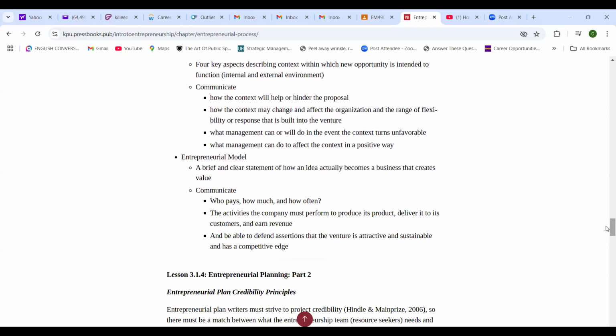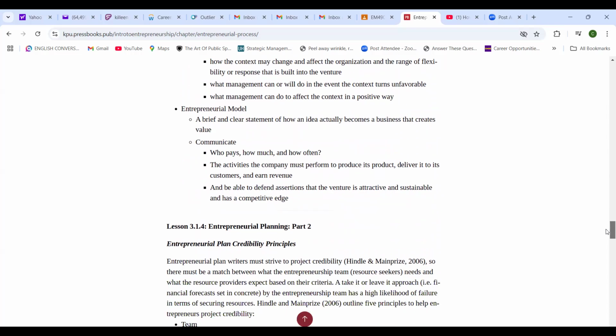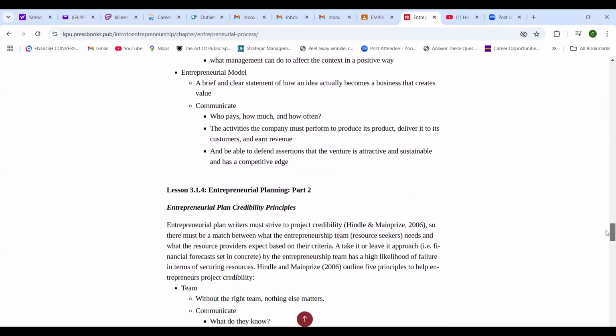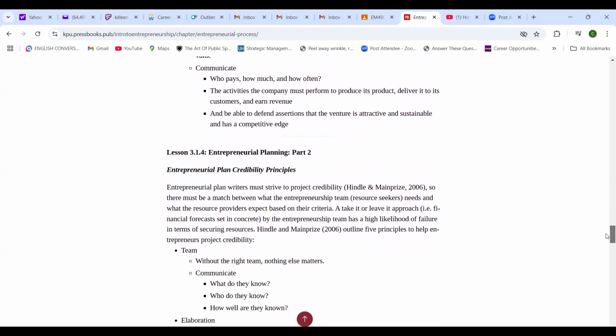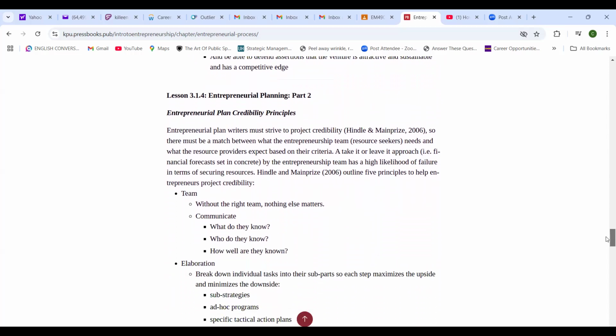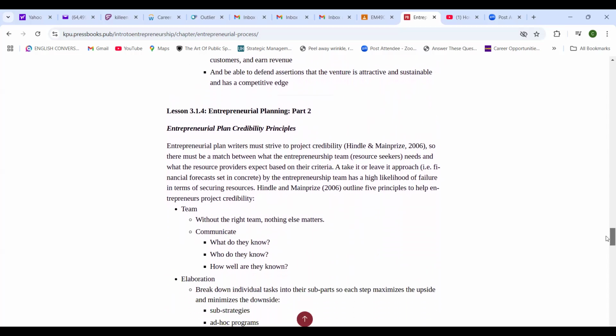Entrepreneur model, a brief and clear statement of how the idea actually becomes a business that creates value. Communicate who pays, how much, how often, activities the company must perform to produce a product, deliver to the customers, and earn revenue, and be able to defend assertions that the venture is attractive and sustainable and has competitive edge.